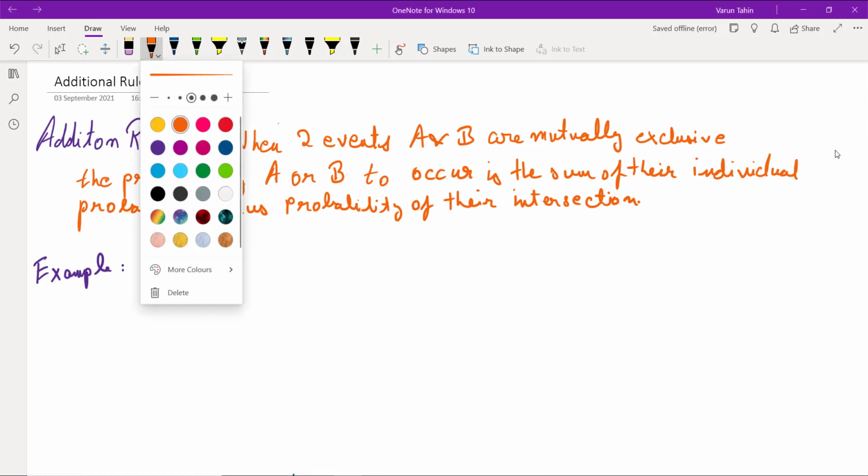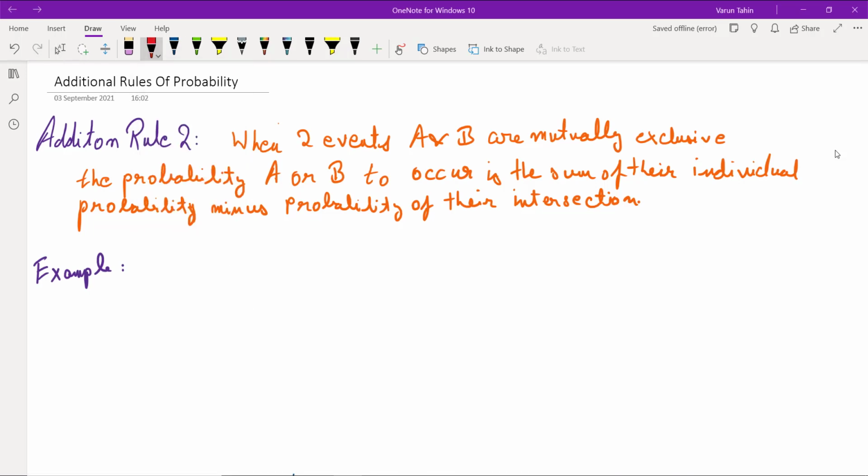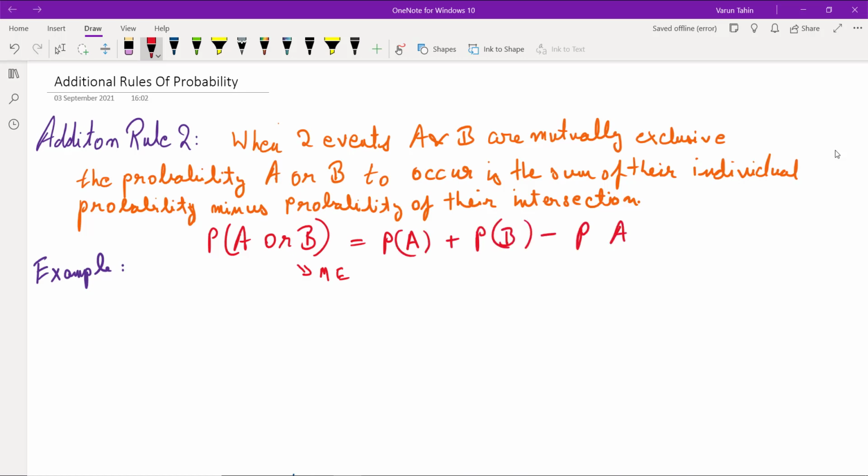Okay. So in short, what it is saying is that the probability of A or B in the event of mutual exclusion will be probability of A plus probability of B minus probability of A and B. Okay, so you can also write this as A intersection B. Now we'll understand this with the help of an example.